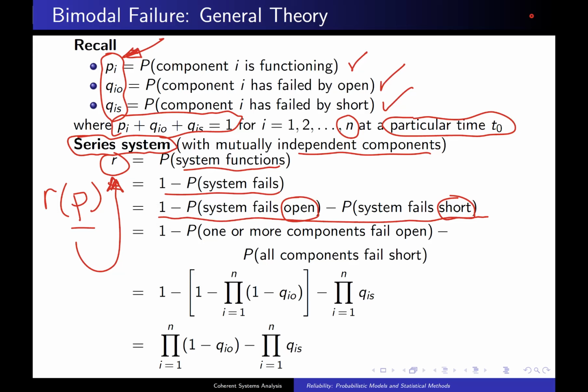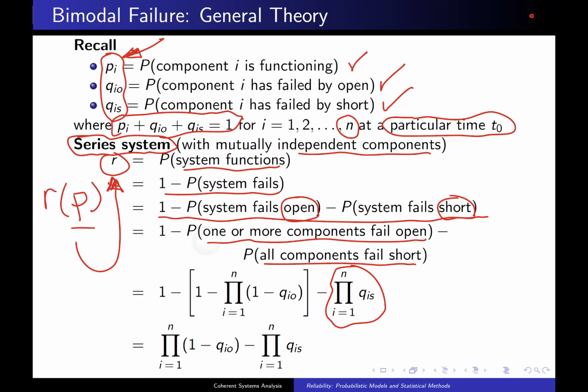The next step says the probability that a system fails by open means that one or more of the components fail by open when you have a series system. The way that the system fails short is all of those components have to short. So this is going to be the easiest one to see. How do you get the probability that all the components fail short? Well, you simply multiply their probabilities of failing short, and that's this term.